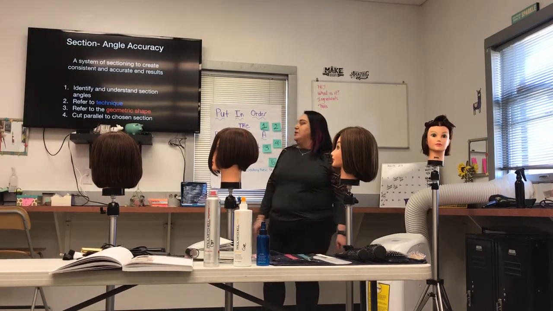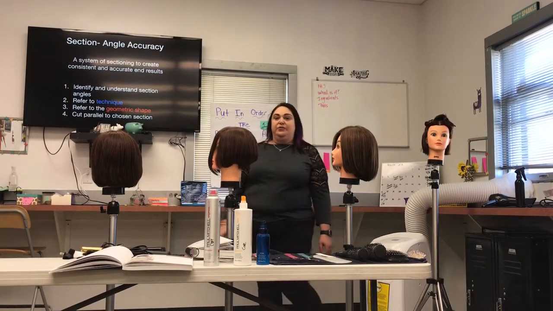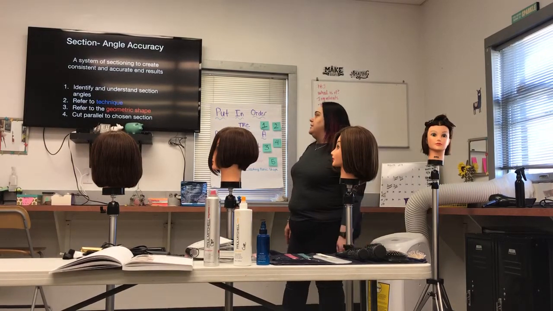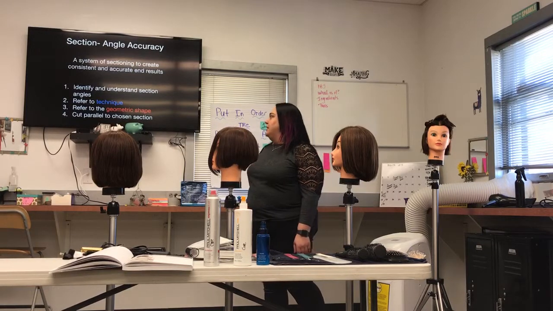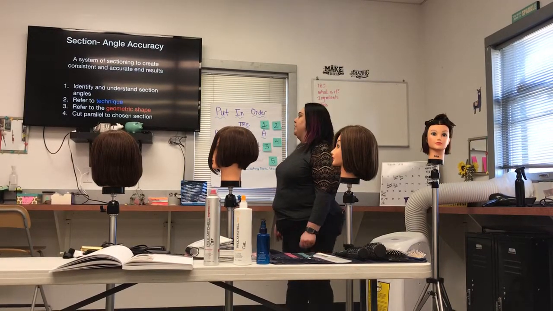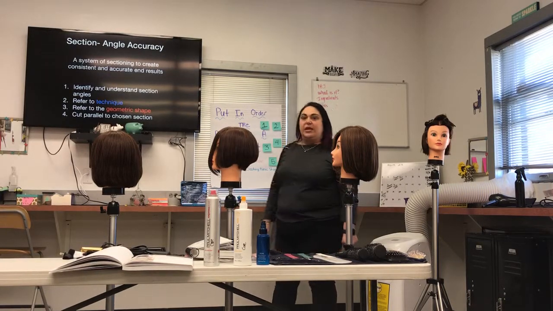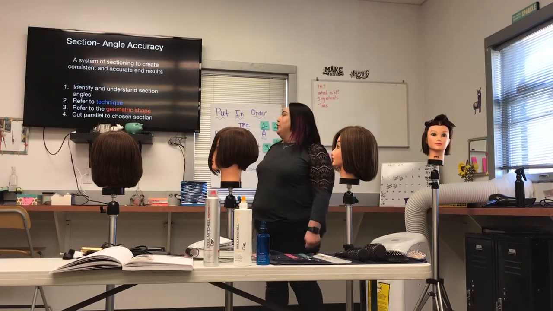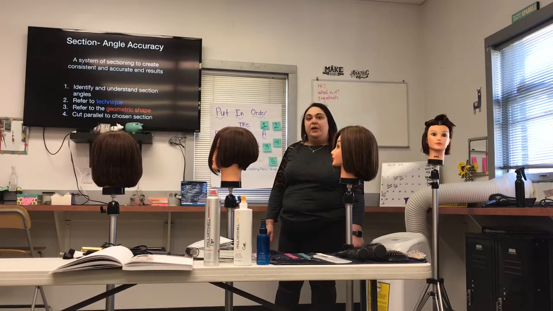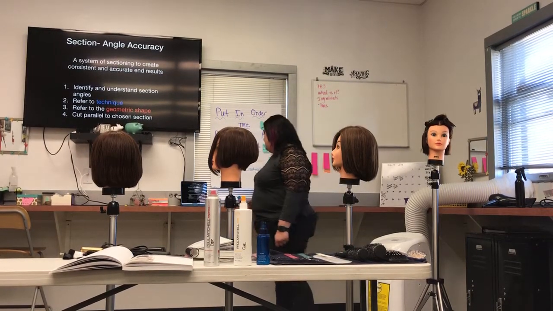All right, perfect. The next haircutting objective we're going to talk about is section angle accuracy. And it is a system of sectioning to a consistent and accurate result. And we have 4 things we're going to talk about. We're going to identify and understand section angle. We're going to refer to technique. We're going to refer to geometric shape. And we're going to cut parallel to chosen section.